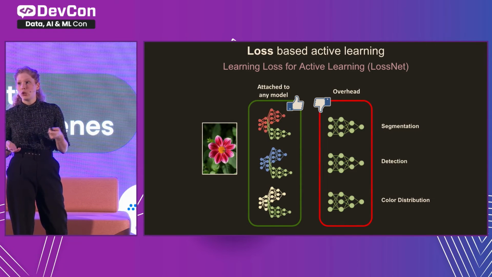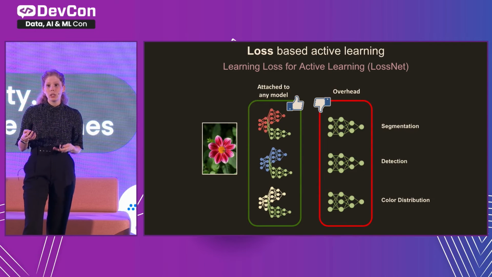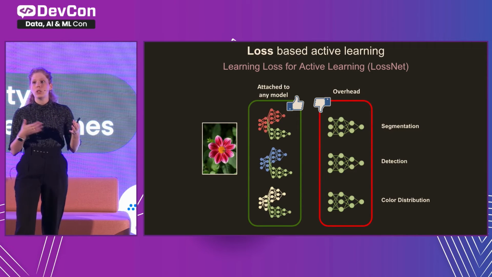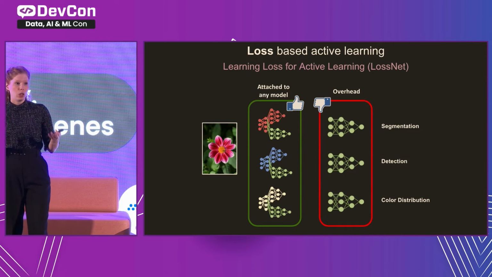The disadvantage of this method is the overhead that comes with it. We need to train this model for every task that we have. We need to find the parameters for every task that we have. And this is an overhead that we do not necessarily want in our project.